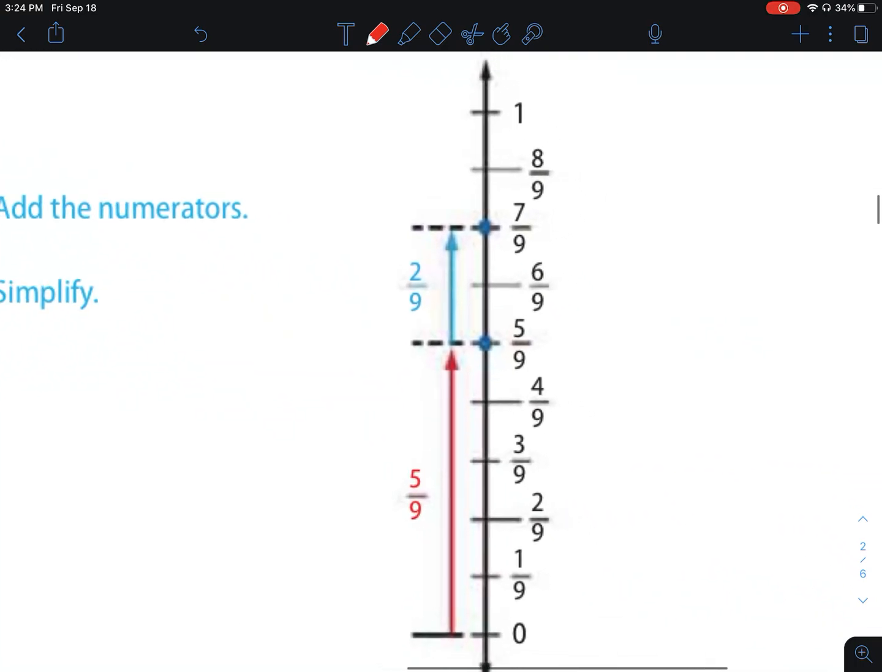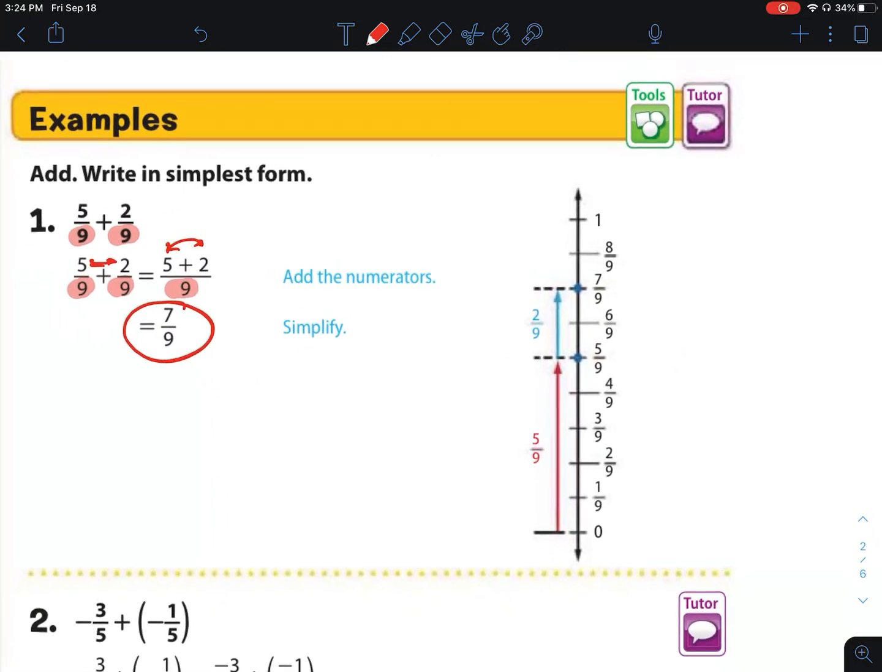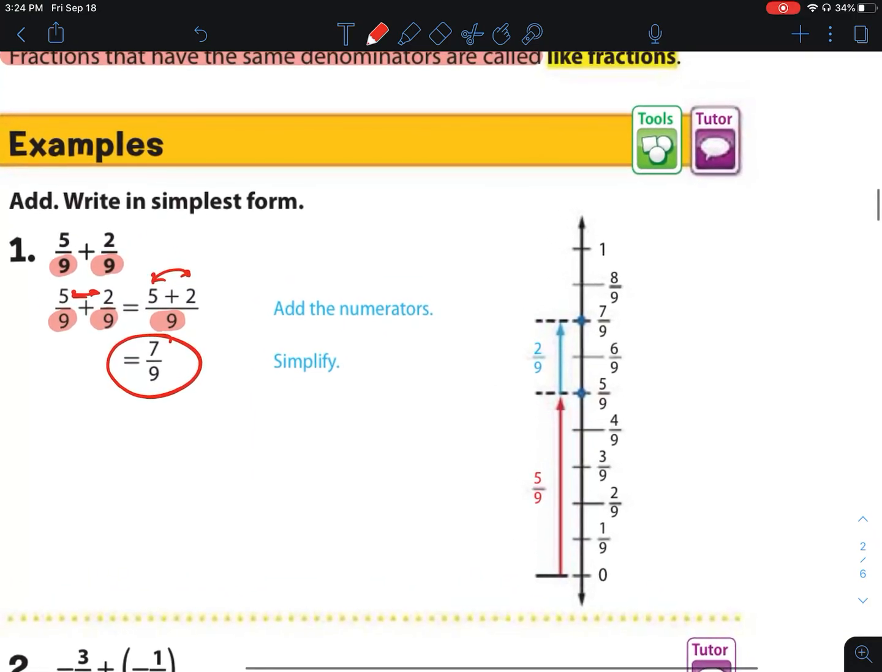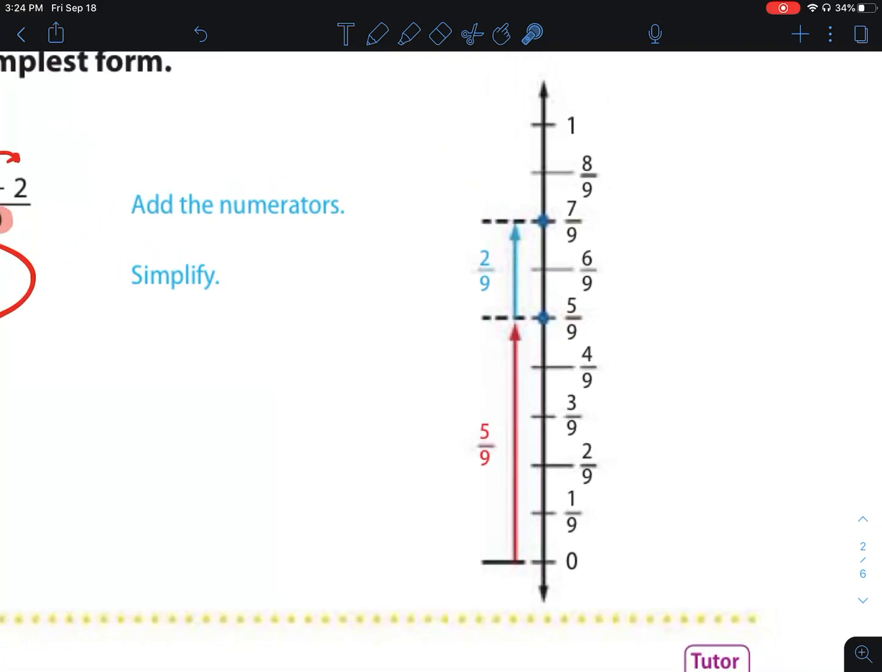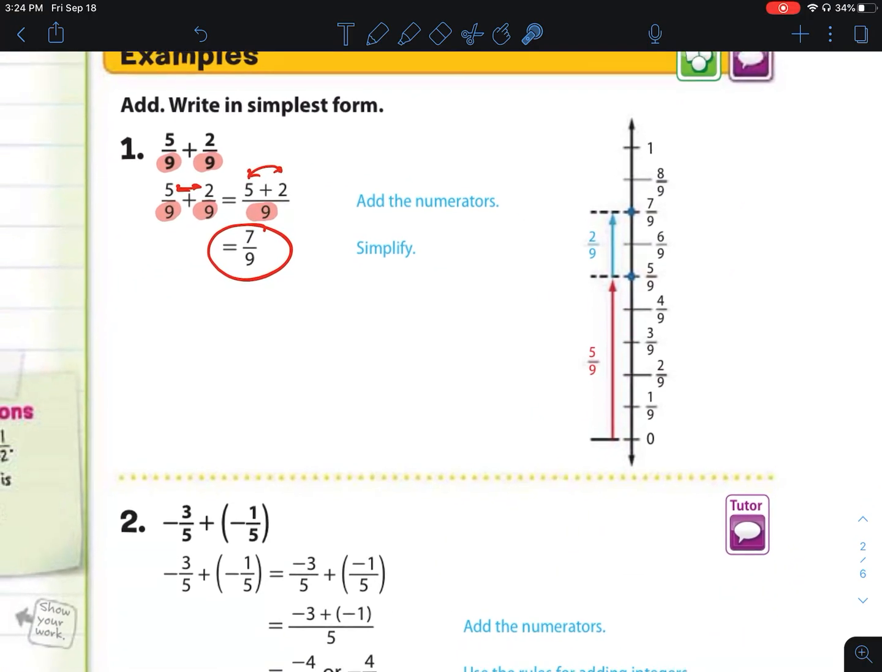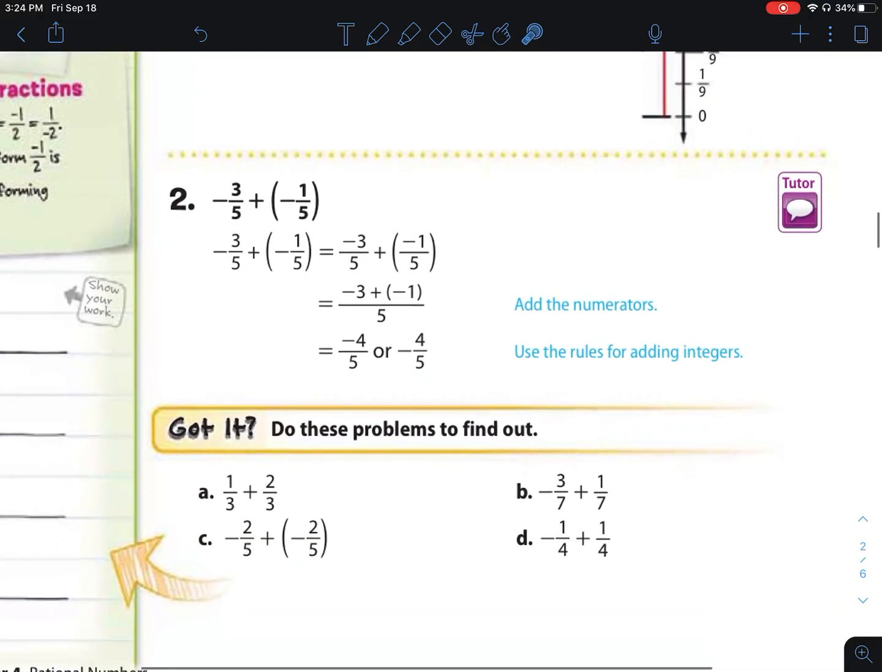On the right side is just a visual representation of 5 ninths plus 2 over 9. This proves why 5 ninths plus 2 over 9 equals 7 over 9. Because if you start with 0 and go to 5 over 9, this is a vertical number line divided into 9 parts. So 1 ninth, 2 ninths, 3 ninths, all the way to 8 ninths, and 9 over 9, which is equal to 1. So 5 ninths is here. And if I add 2 ninths, it ends up at 7 over 9. So this also proves why 5 ninths plus 2 ninths is equal to 7 over 9 using a number line.